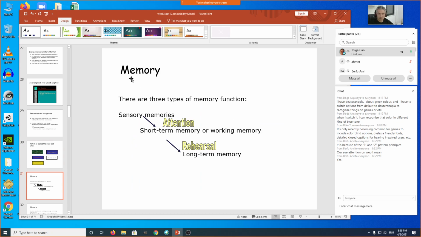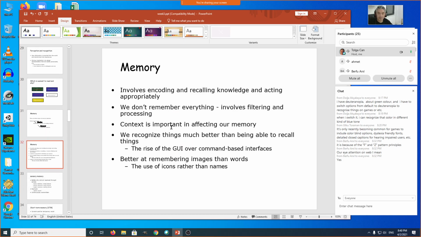In terms of memory, we already talked about three types of memory with different speeds: sensory memory, short-term memory, and long-term memory. With rehearsal, practice and experience, things get to our long-term memory. Short-term memory is about our attention and the current working memory, which is constantly overwritten. Sensory memories are also overwritten. And there is the matter of recognition versus recall.